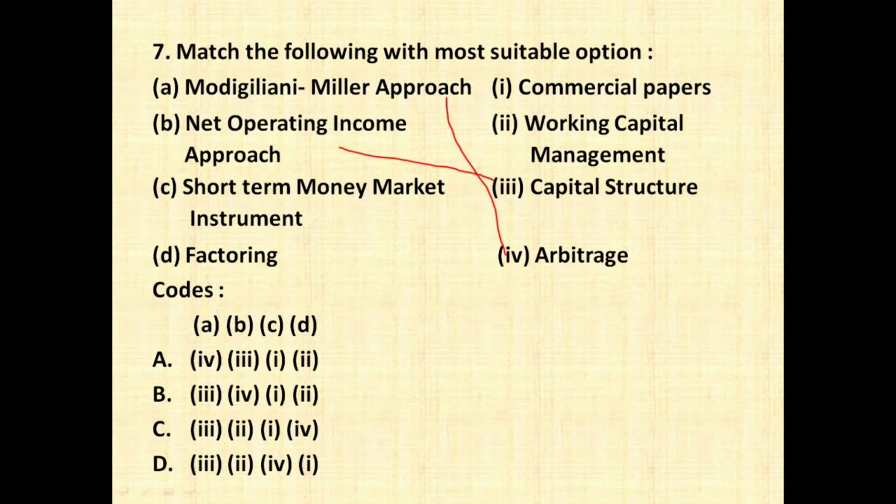Short term money market instrument is commercial papers. Now what are these commercial papers? Whenever a company, that is a cash poor company, wants to raise additional funds, they go for commercial papers.